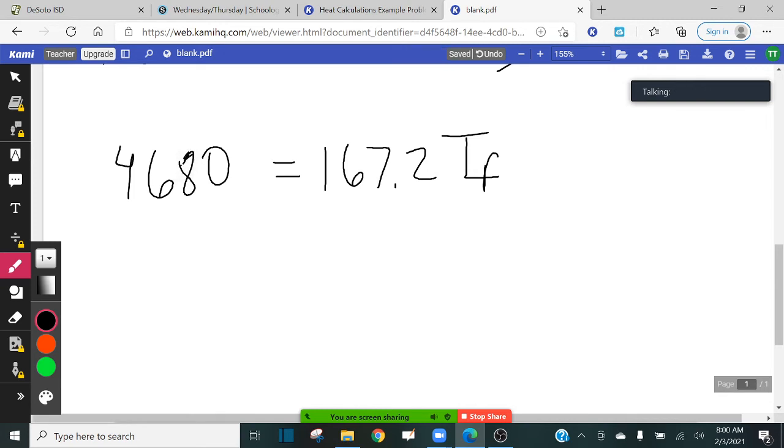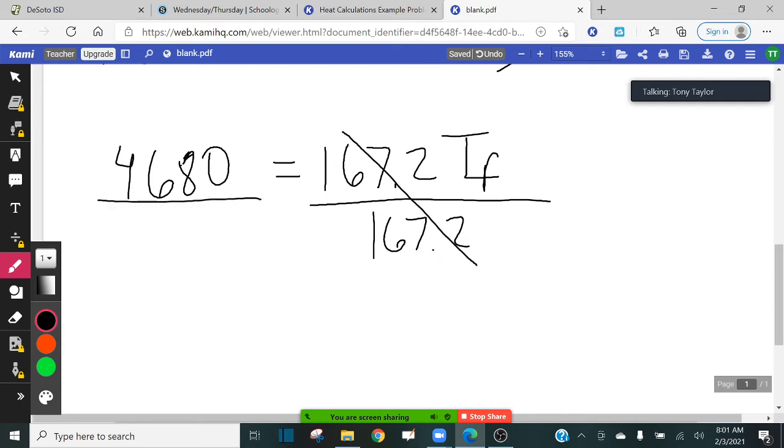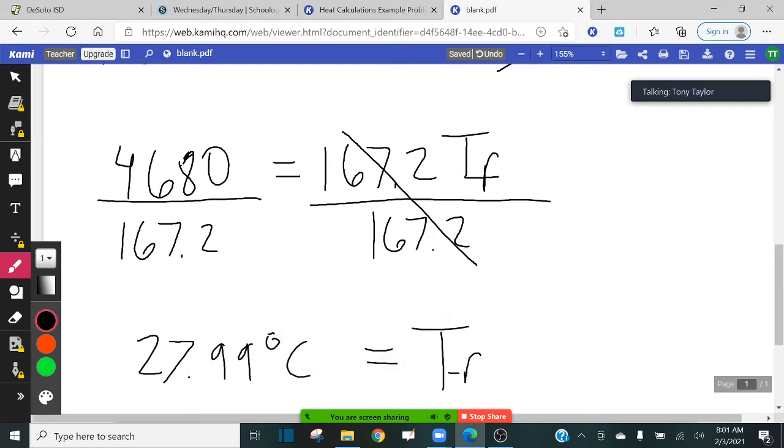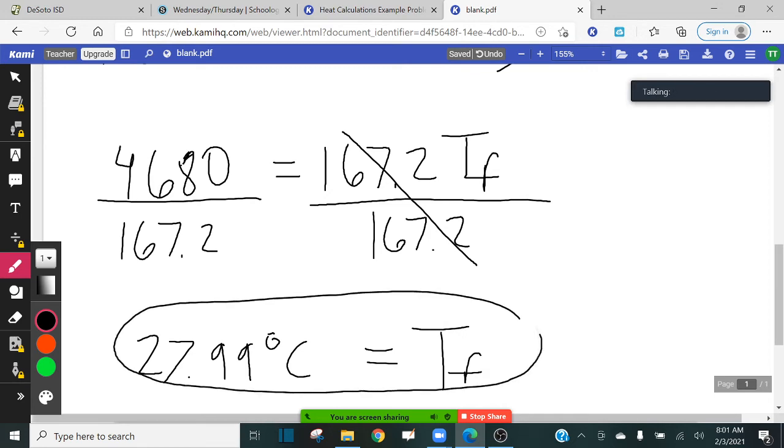Okay. Last step, guys. How do we solve for final temperature? How do we get final temperature by itself? It's easy. We divide by 167.2. So that goes away. Whatever to one side, we have to do to the other. So if I put this in my calculator, turns out I get 27.99 degrees Celsius for my final temperature. That is number 2.